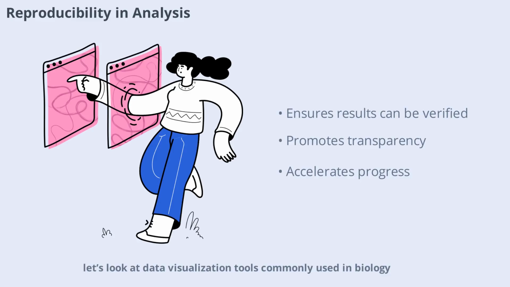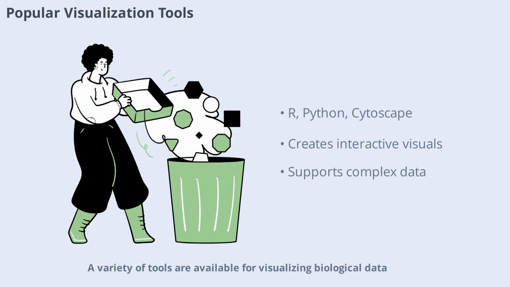Next, let's look at data visualization tools commonly used in biology. A variety of tools are available for visualizing biological data. Popular options include R's ggplot2, Python's Matplotlib and Seaborn, and specialized platforms like Cytoscape for network analysis. These tools enable researchers to create informative and interactive visualizations, making complex data more accessible. Choosing the right tool depends on the data type and analysis goals.